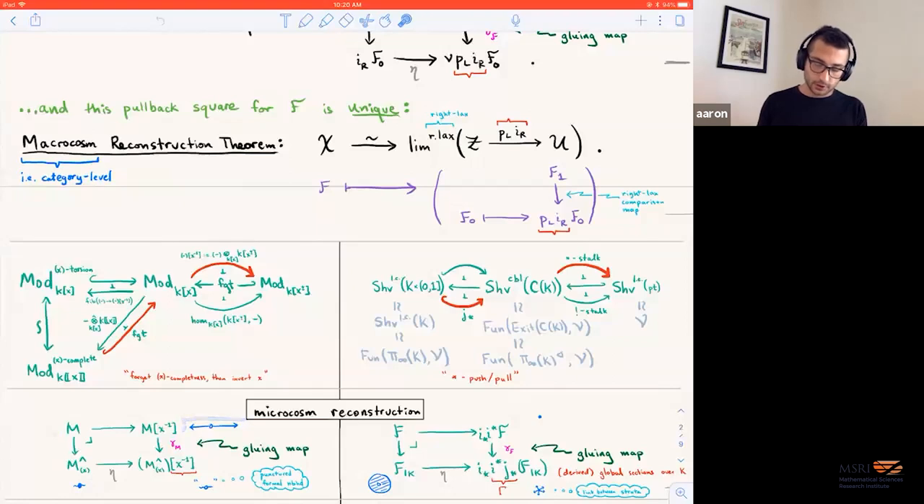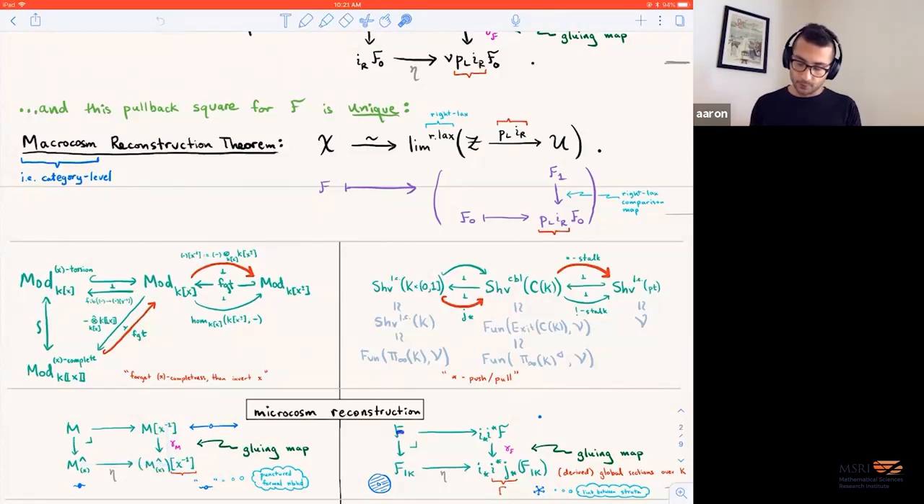So heuristically, you can think of this as being recorded by a punctured formal neighborhood. That notion is notoriously difficult to make real sense of in algebraic geometry, so I put it in quotes. But this red right here indicates this composite operation, and somehow this is recording this along with this gluing map that arises from the data of M is what's needed to reconstruct M.